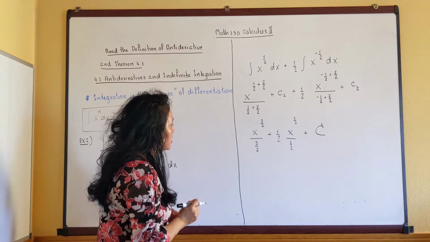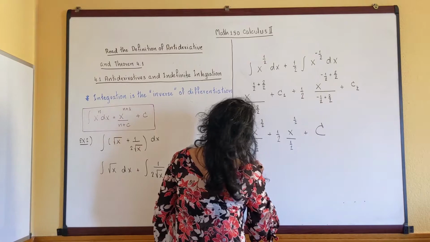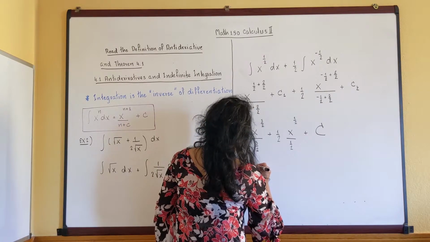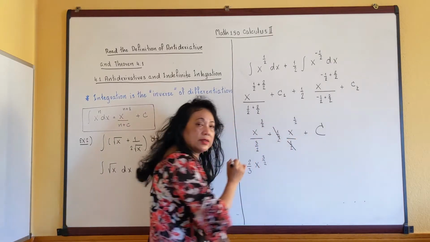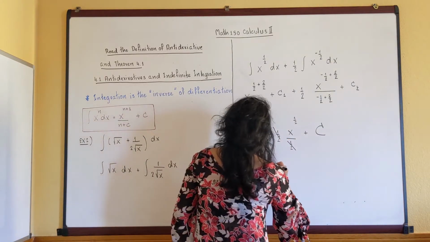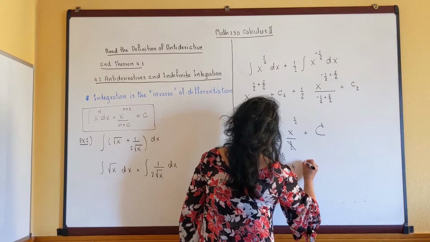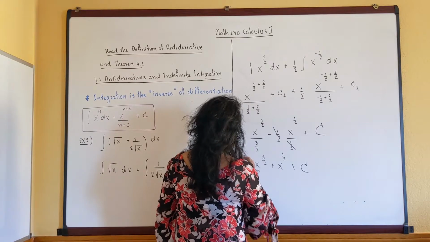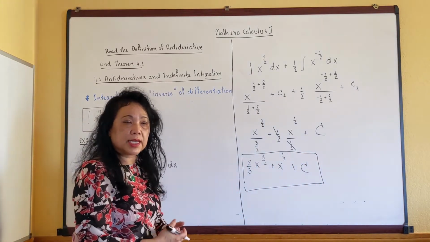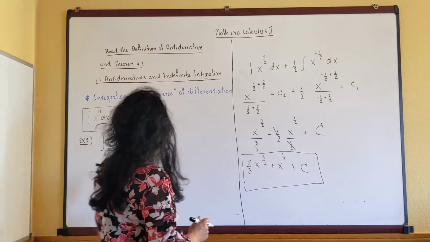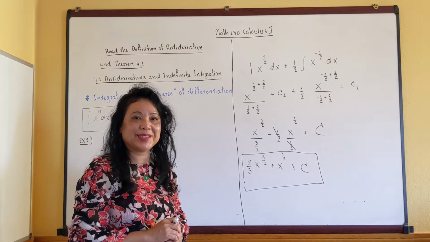Alright, so let's simplify a little bit. I will take the reciprocal of this. So I'm going to have 2 over 3 x to the 3/2. The 1/2 and 1/2 reduce. So I'm going to have plus x to the 1/2 plus c, which is a constant. We don't know what it is. For now, we call it capital C. If you want to check your answer, you can take the derivative of this, and you should get your original function back. Alright, let's look at the next one.